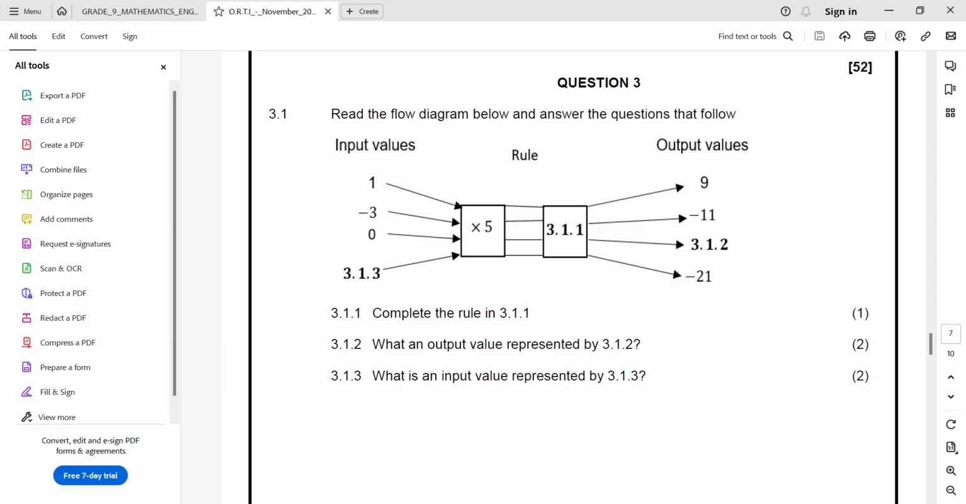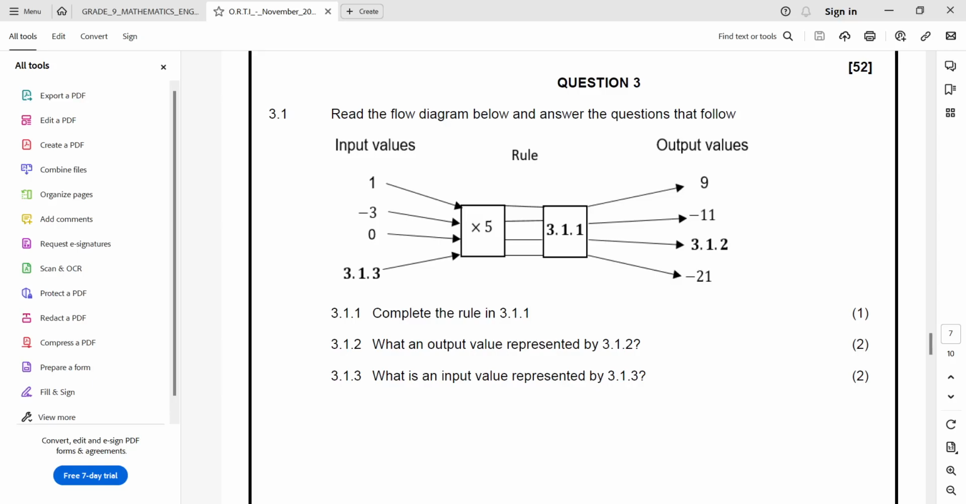Input number 1 is 1, number 2 is -3, number 3 is 0, number 4 is unknown, and then we have the rule which is multiply by 5, and also another part which is unknown, and then the output values. Number 1 is 9, number 2 is -11, number 3 is unknown, number 4 is -21. So when we input value number 1 on the certain rule, which is incomplete, 1 multiplied by 5, and the other part, then it has to give us 9.